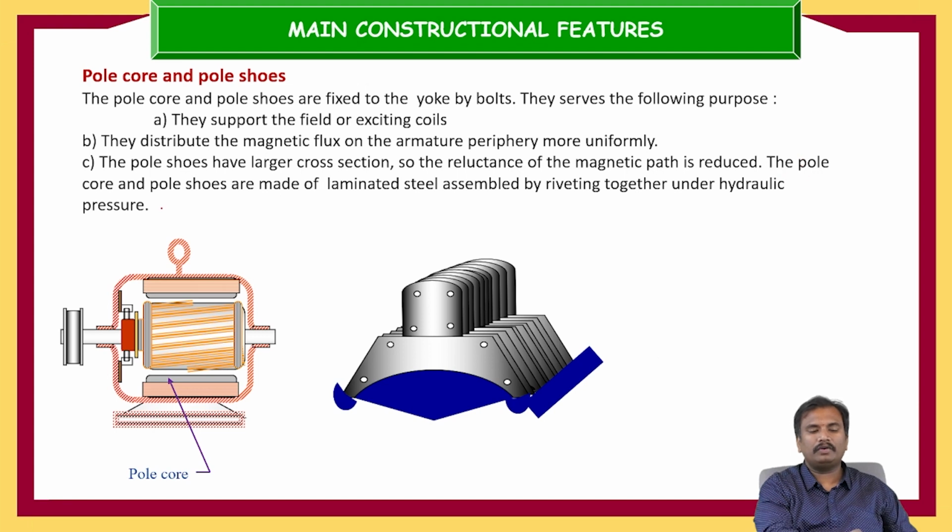The pole core and pole shoes are made of laminated steel assembled by riveting together under hydraulic pressure. These are laminated steel we are going to use by riveting together. That means so many sheets are going to be placed together, and they are going to be bolted under hydraulic pressure.